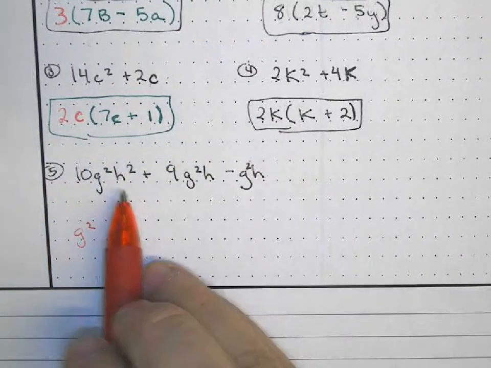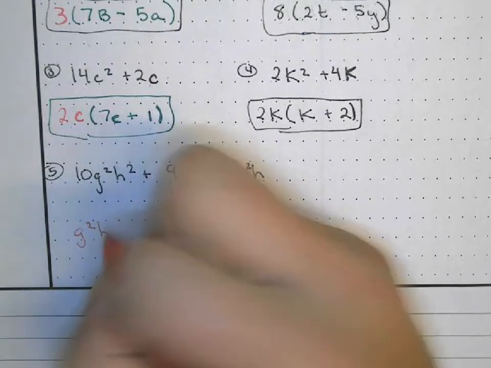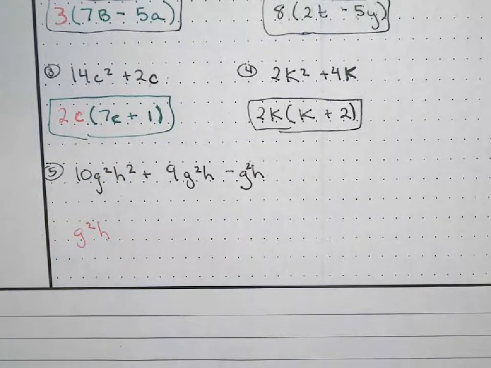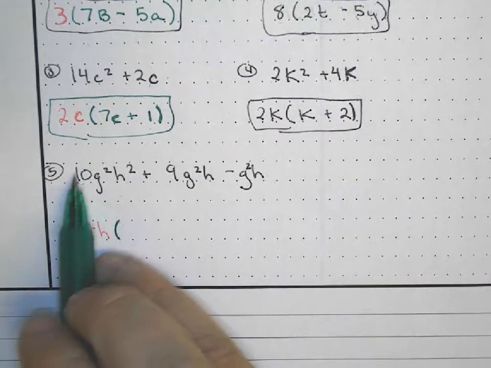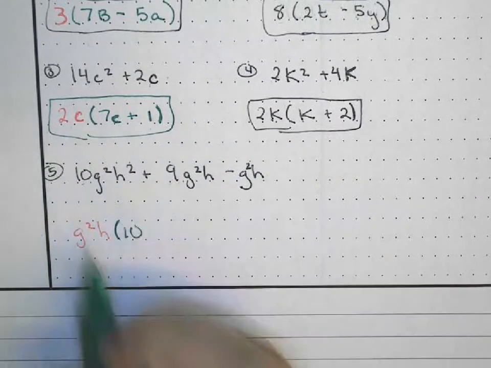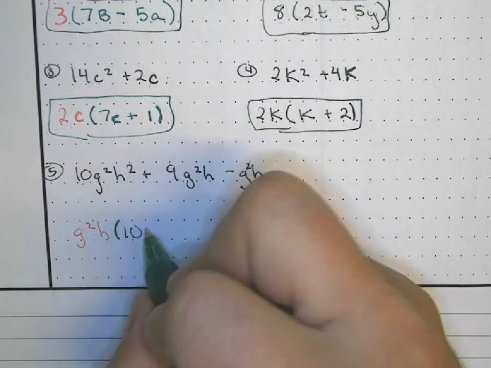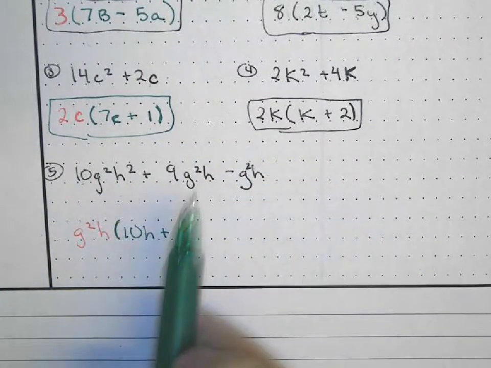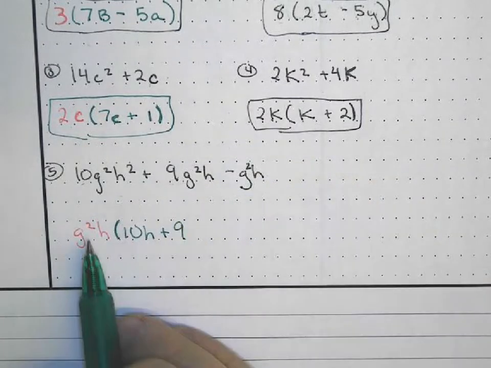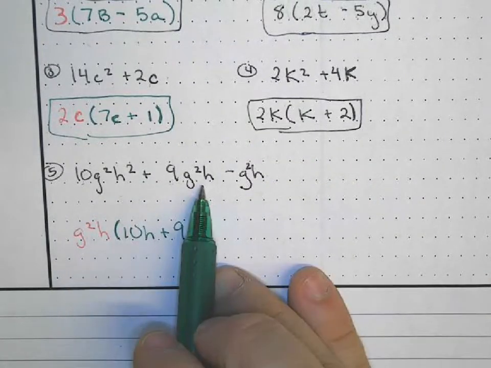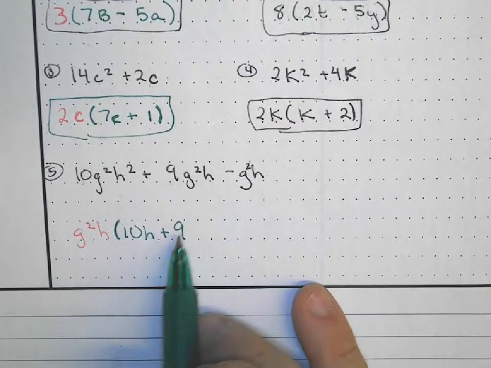Each term has a g squared, and then I'll factor out just one h, and then whatever's left behind, we'll write. So I did nothing with the number out front, so it stays 10. And I took a g squared out and 1h, so I'm left with an h. Again, I did nothing to the number out front, so that stays the same. Factor out a g squared and an h, so I'll stay just 9.